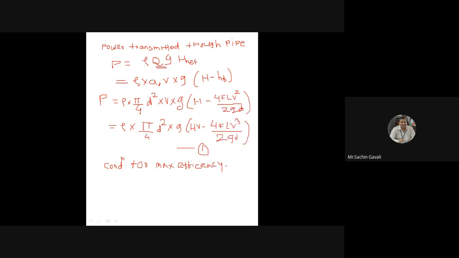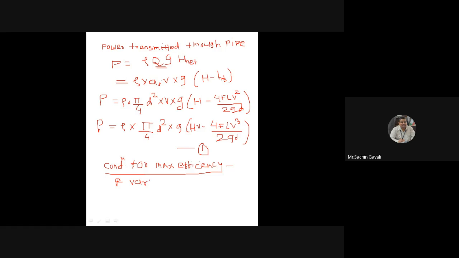What is the condition for maximum power transmission, or maximum efficiency? The power equation depends on what? Rho is constant, pi by 4 d square is constant since the diameter of the pipe is constant, and g is also constant. The head at inlet, which is the head at the reservoir, is also constant. f is constant, L is constant, only it varies with respect to V. So P varies with V, only with the velocity in the pipe.